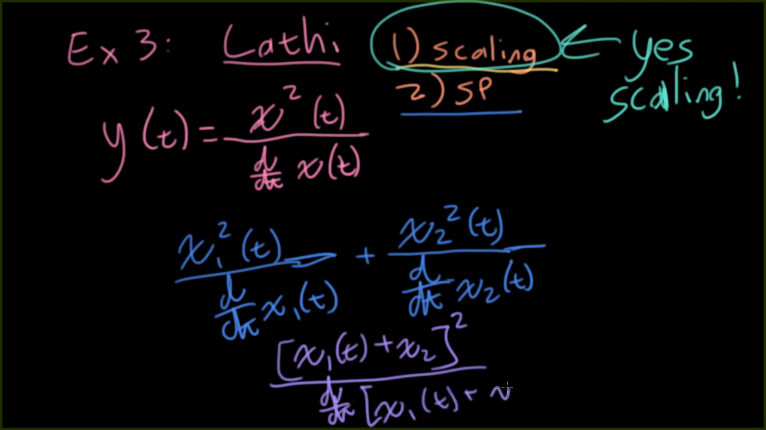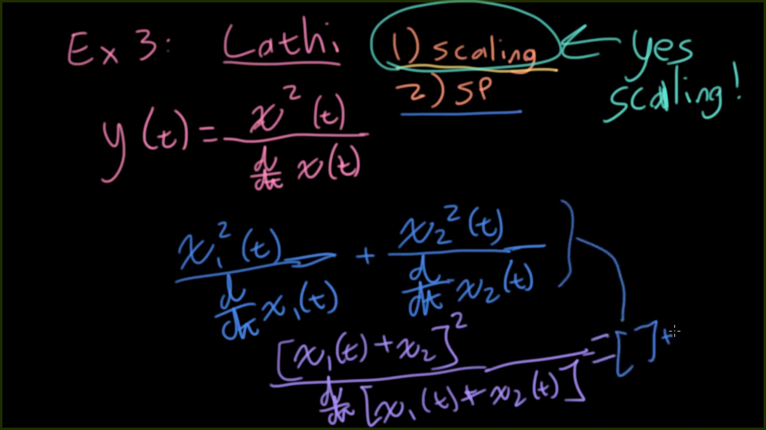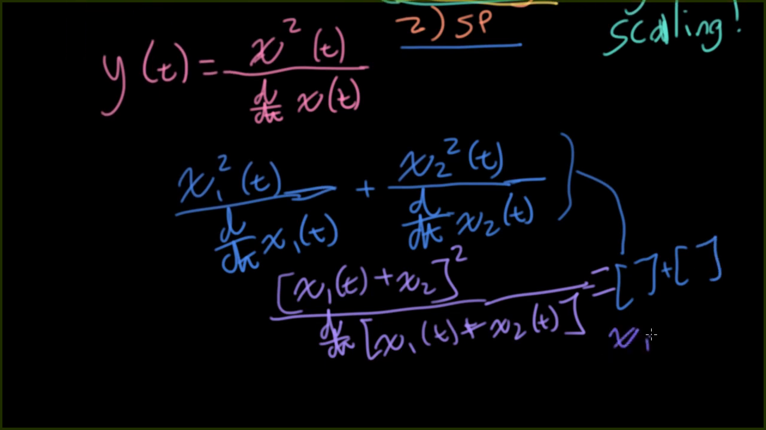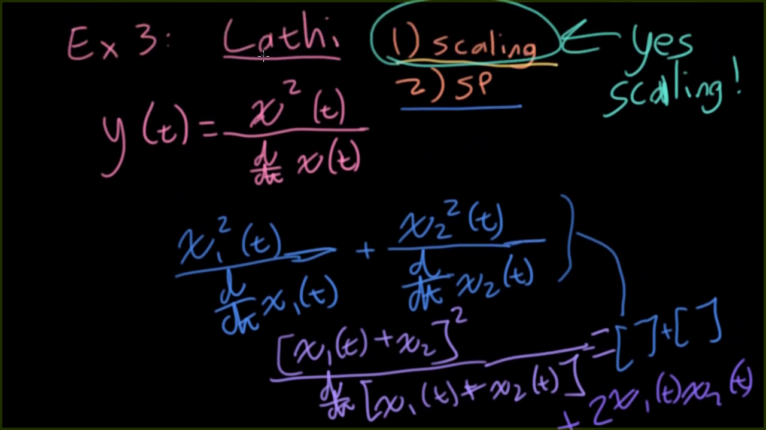Okay, so it's clear what's going to happen here. The derivative will distribute through. The denominator will wind up being the same, but the numerator is going to have this extra cross term. So this is going to give us all of this stuff in blue, but now I'm also going to have x1 times x2 cross term that'll have a 2 sitting here in front. So this doesn't match up. So although this system satisfies the scaling property, it does not satisfy the superposition property. So it's not linear.